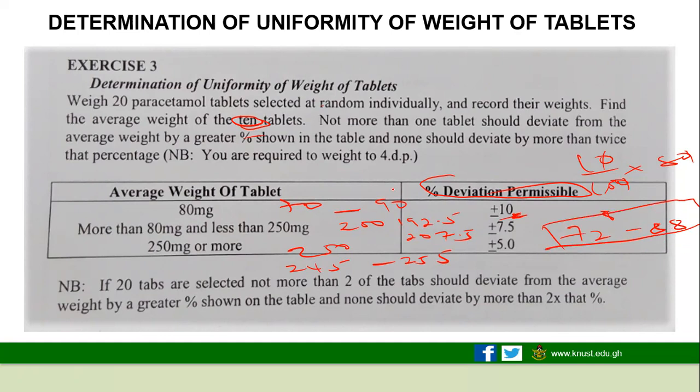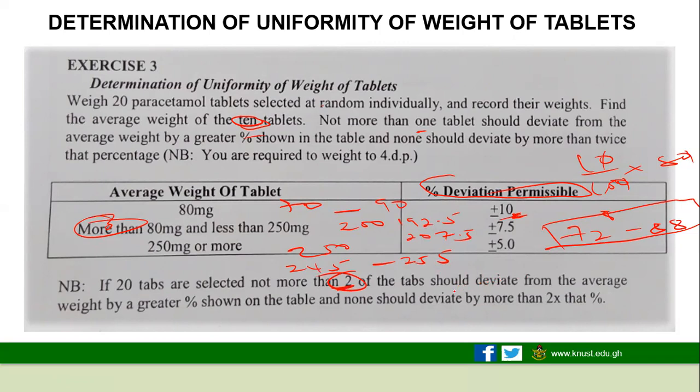Good. Even that, we are saying that among the 20 that we have selected, not more than 2 of them. Not more than 1, not more than 2, but let's take not more than 2. So if it happens that 3 of them fall outside this range, then we can see that the tablets are not uniform. So the maximum that can fall outside this range is just 2 tablets, right?